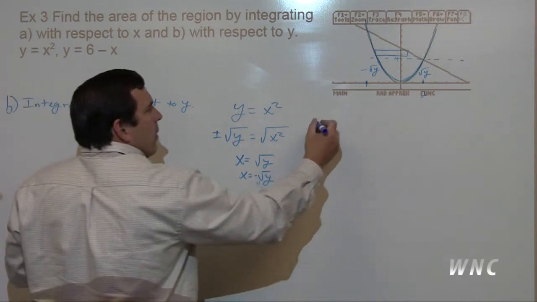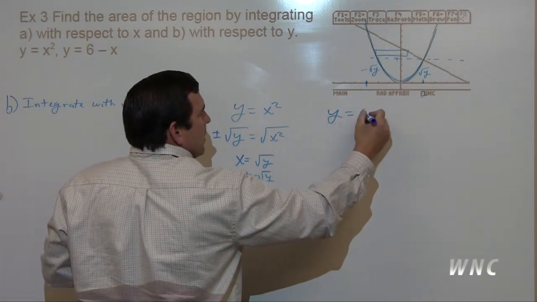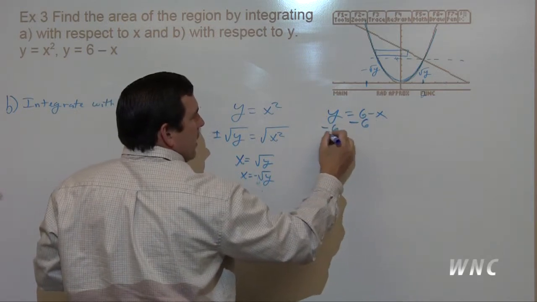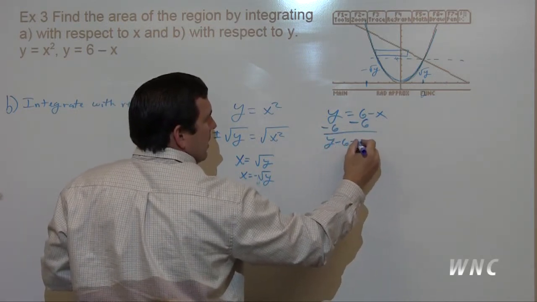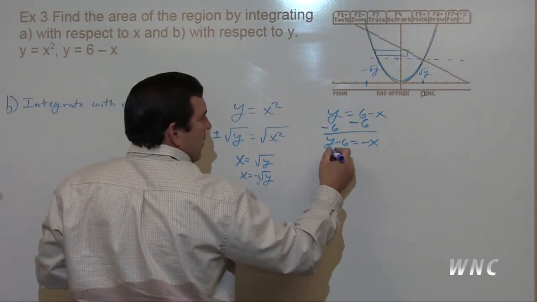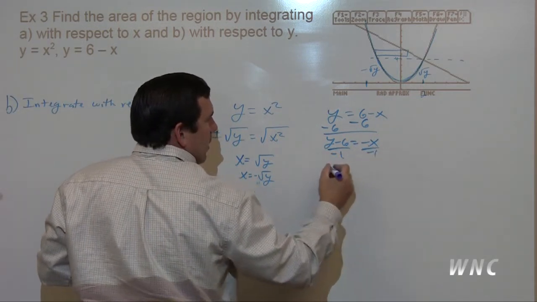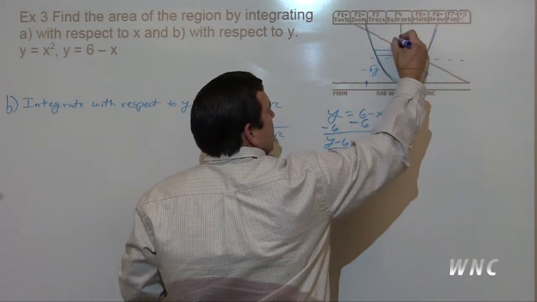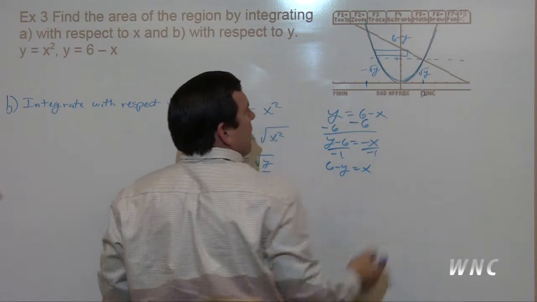And then we have y equals 6 minus x. If we subtract 6 from both sides, y minus 6 equals negative x. Divided by negative 1, 6 minus y equals x. So this equation here would be 6 minus y.